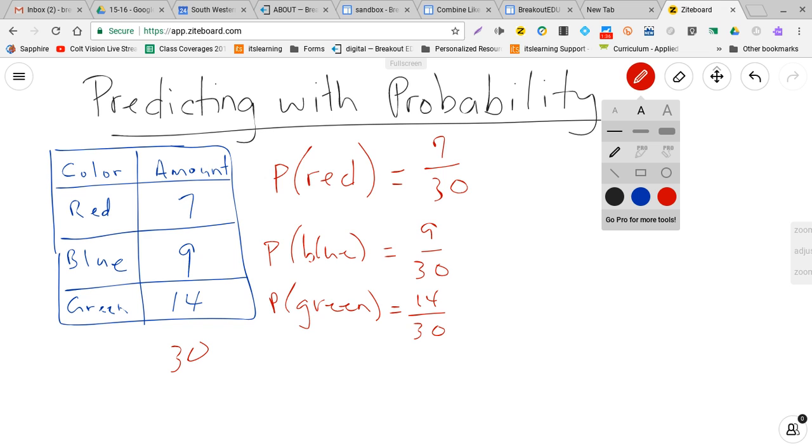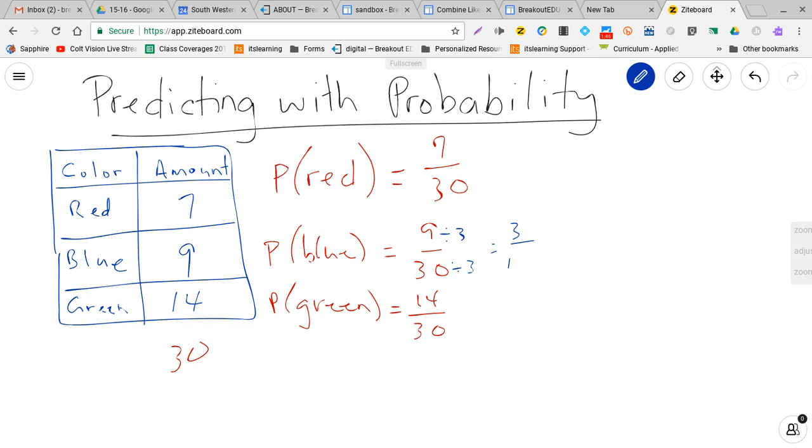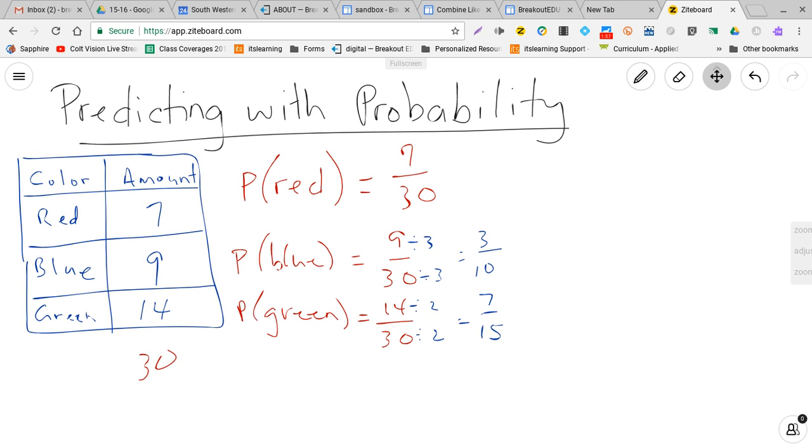And I should take a look here. It looks like I can actually simplify some of these. 9 and 30 can both be divided by 3. So 9/30 is going to become 3/10. 14 and 30 can both be divided by 2. So that's going to become 7/15. So now I have all 3 of my probabilities in what we call simplest form.